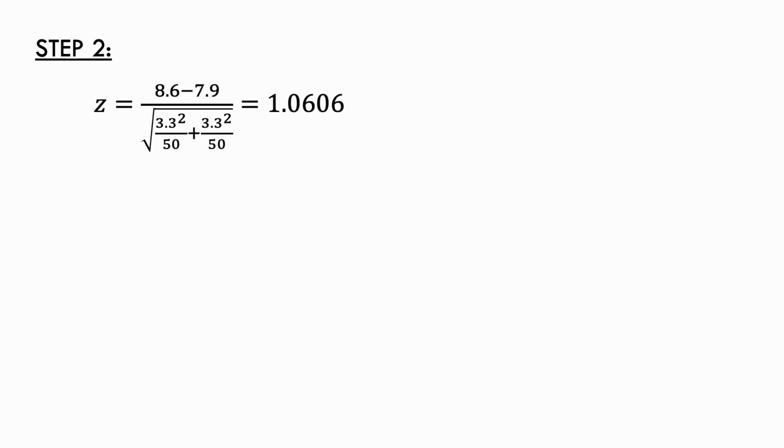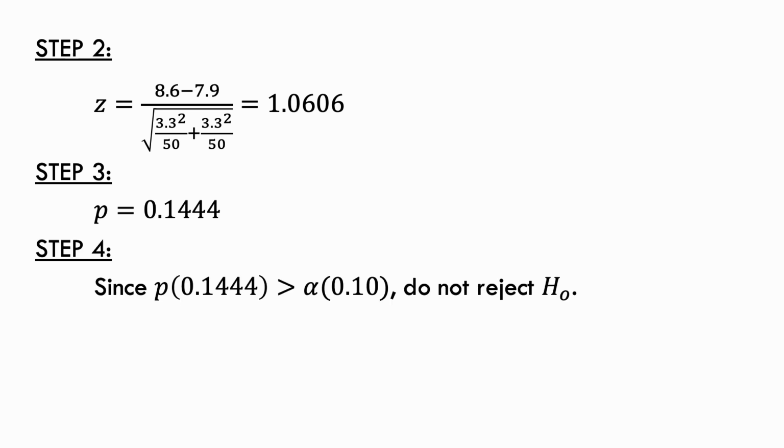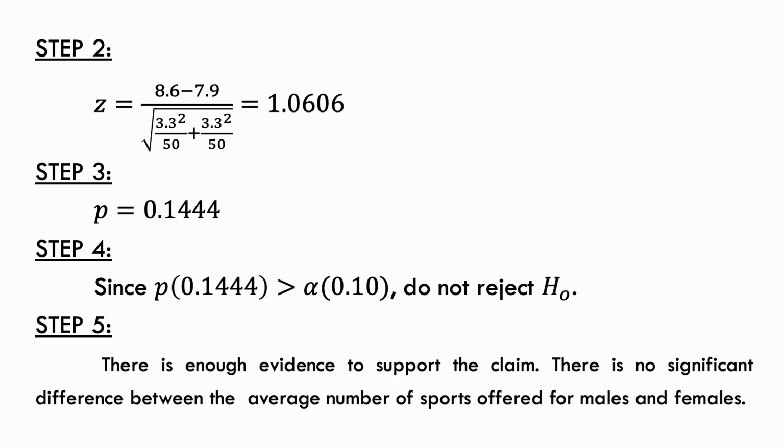For step 2, our z is equal to 1.0606 with a p-value of 0.1444. Since p is greater than alpha, we do not reject the null hypothesis. We conclude that there is enough evidence to support the claim. There is no significant difference between the average number of sports offered for males and females.